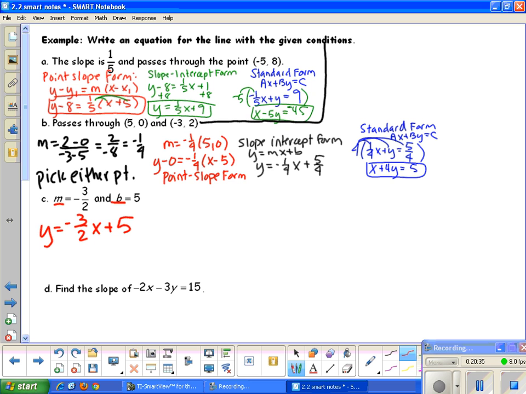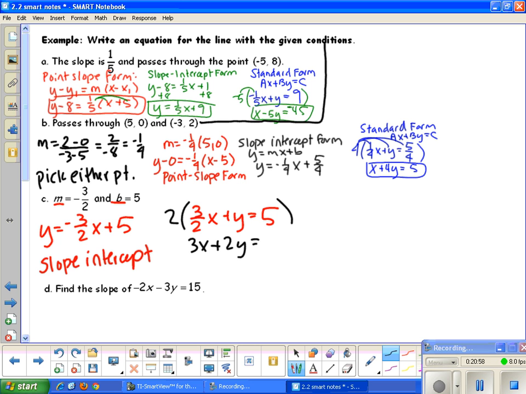And if I wanted to do standard form, so this is slope-intercept. If I wanted to do standard form, I would take the 3/2 x to the other side. I would get 3/2 x plus y equals 5, and then I would multiply both sides of my equation by 2 because I want to get rid of that fraction. So I would get 3x plus 2y equals 10 because you have to distribute to every term in your equation. So this would be the standard form.